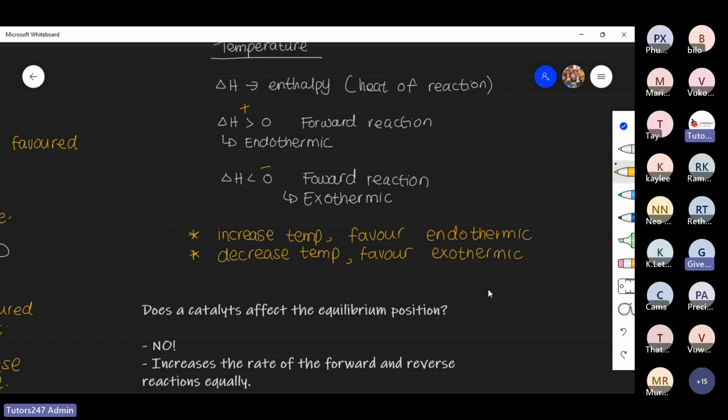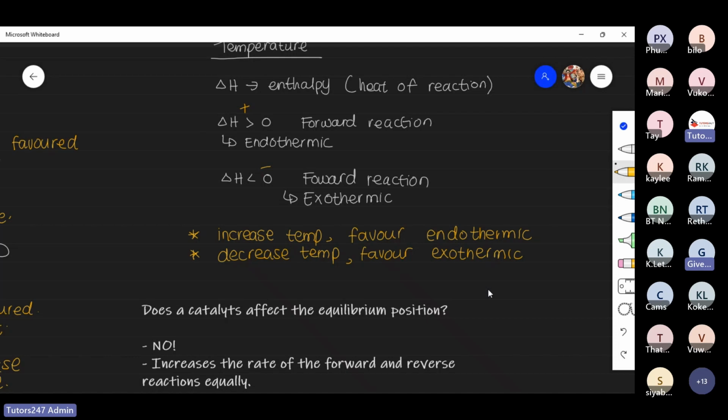Okay, so there are 4 important pieces of information in temperature. If it's positive heat of reaction, the forward reaction is endothermic. If it's negative heat of reaction, the forward reaction is exothermic. The opposite reaction, or the reverse reaction, would then be the opposite. Secondly, an increase in temperature favors the endothermic reaction, and a decrease in temperature favors the exothermic reaction.